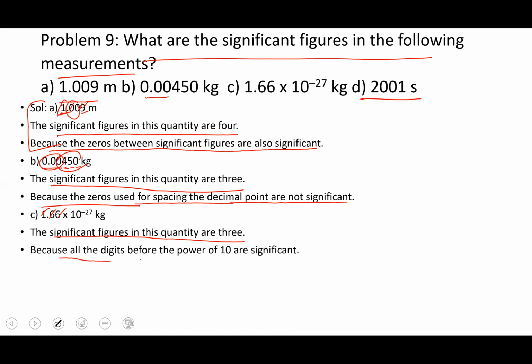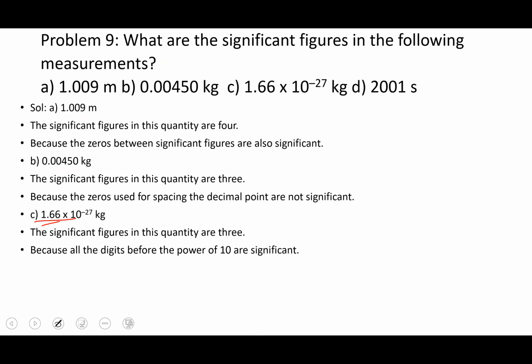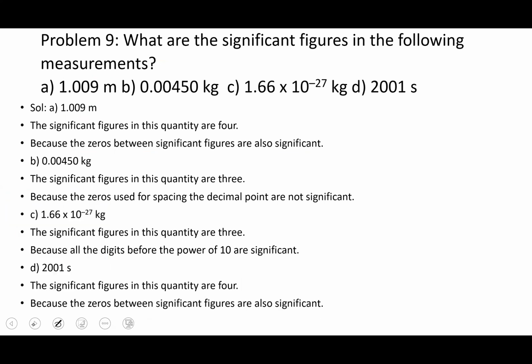Because all the digits before the power of 10 are significant, that means all of these are non-zeros and are before the power of 10. So they all are significant figures. So 1, 2, 3 are the significant figures in this one. And 2001, in this case, the significant figures are 4, 1, 2, 3, 4. And as the zeros are in between the two significant figures, these zeros are also significant. So that is why we are saying, because the zeros are between the significant figures, they are also significant.